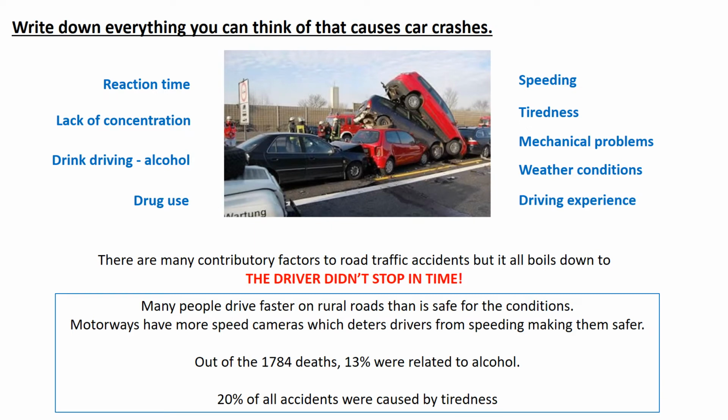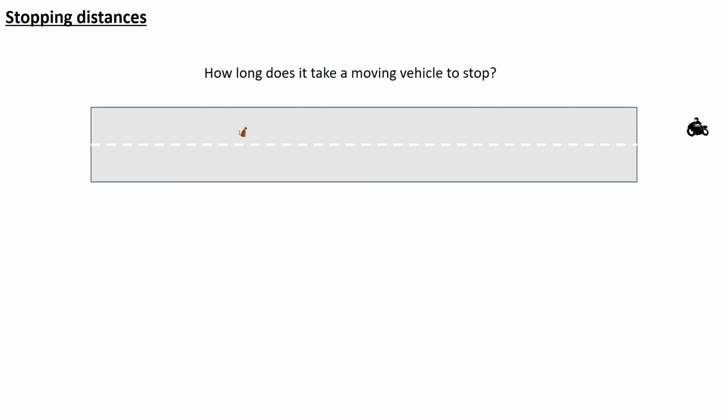Out of the 1,784 deaths, 13% of those were related to alcohol, and 20% of all accidents were caused by tiredness. So, as we see, our motorcyclist is travelling towards our cat, and he sees the cat and he begins to slow down and then stop. If we think about it, how long does it take the moving vehicle to stop? That is our overall stopping distance.